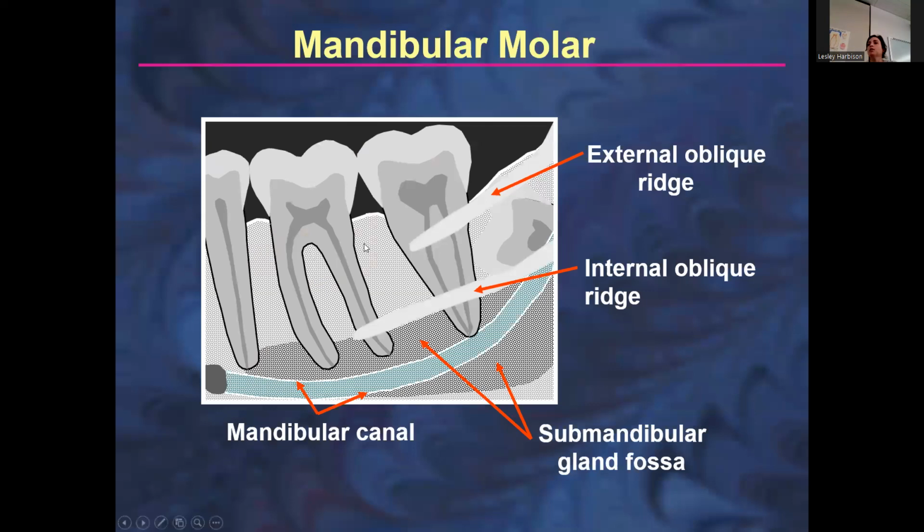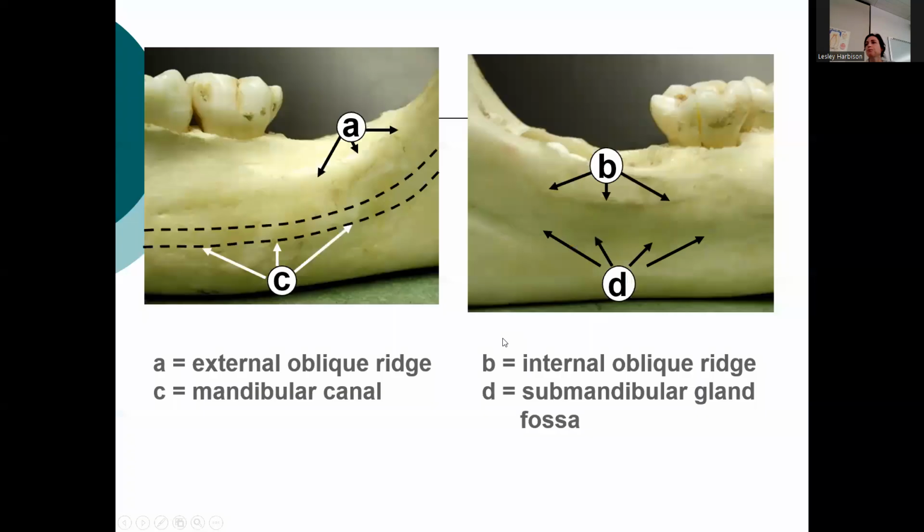Mandibular molar. So now you're going to see the external oblique ridge, the internal oblique ridge, the canal and the submandibular fossa. Here's just some of these landmarks on the skull. The canal would be right around here, scooped out through here, so you can see how that's the submandibular fossa, and the internal oblique ridge comes down.